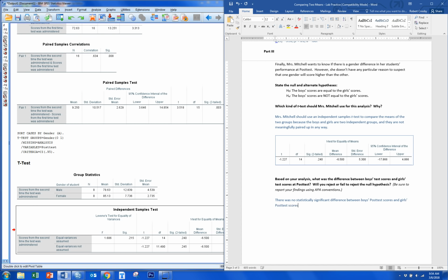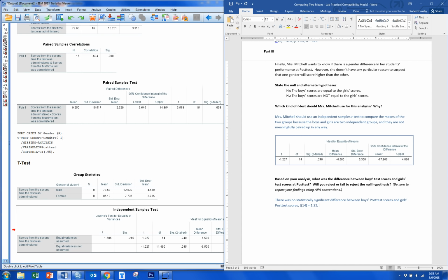post-test scores. Comma, space, t in italics, in parentheses we have the degrees of freedom, which is n minus 2, because this is an independent samples t-test. The calculation of degrees of freedom is slightly different, but it still gives that right there. Space equals space, 1.2, rounding to the hundredths place, 3. Got rid of the negative, not important.